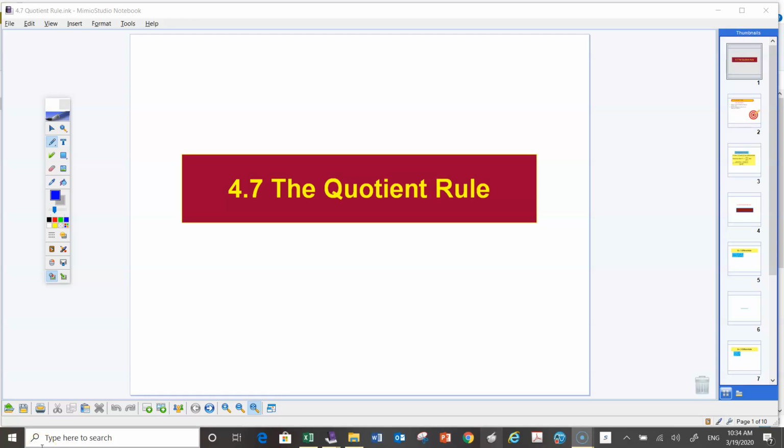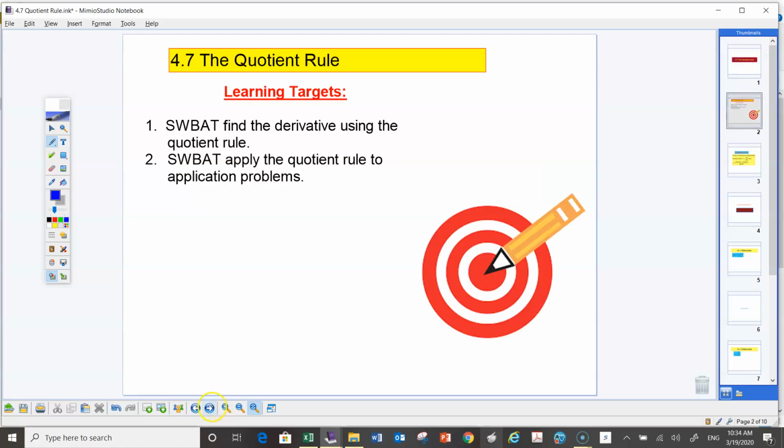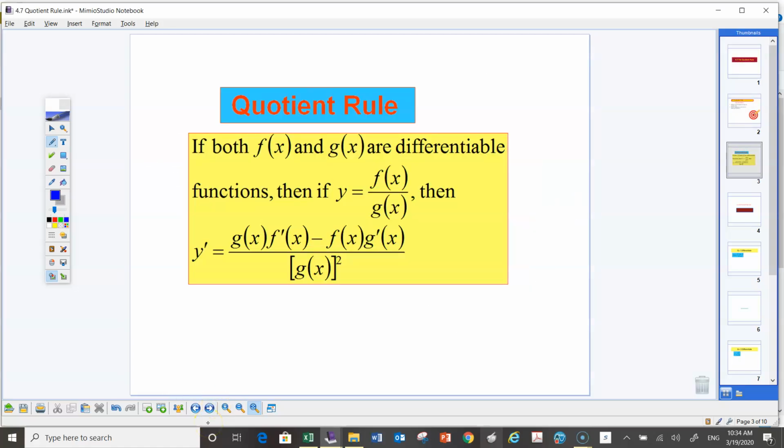In today's lesson, we'll look at another differentiation rule called the quotient rule. The quotient rule is used when we are dividing two differentiable functions. So if we have the function y, which is the quotient of function f and function g, we follow this pattern. The derivative of y would be the denominator times the derivative of the numerator minus the numerator times the derivative of the denominator, all divided by the denominator squared.